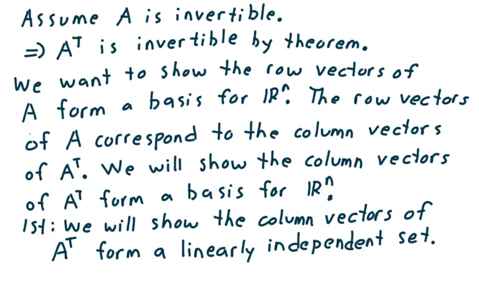So we start there. Assume A is invertible, and there's a theorem back in chapter 1 that says if A is invertible, A transpose is invertible. We want to show the row vectors of A form a basis for Rn. The row vectors of A correspond to the column vectors of A transpose. So we will show the column vectors of A transpose form a basis for Rn. First, we will show the column vectors of A transpose form a linearly independent set.